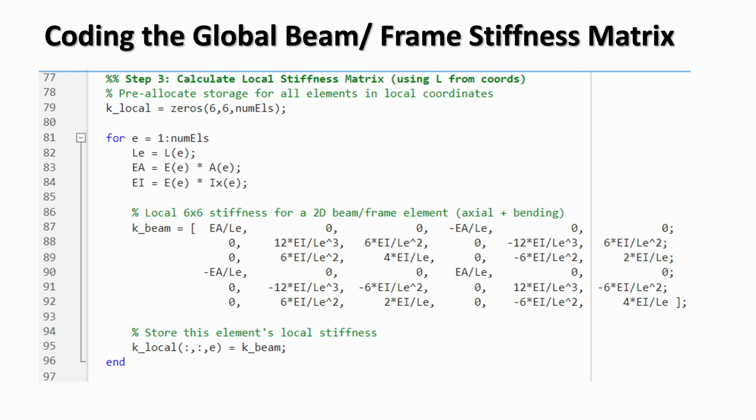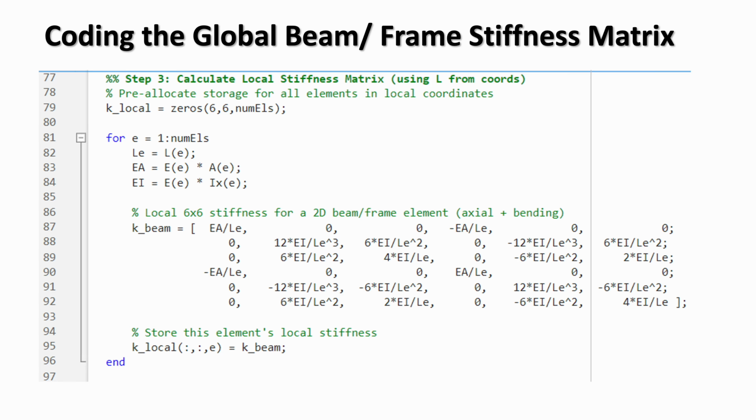Now that we know the geometry and properties of each element, we can calculate the local stiffness matrix for each member. This matrix represents how the element resists axial and bending deformation in its own local coordinate system. We first create a 6x6 by number-of-elements array to store the local stiffness matrix for each element. Each 2D beam or frame element has 6 degrees of freedom, 3 at each node: horizontal displacement, vertical displacement, and rotation. Inside a loop over the elements, we calculate the parameters for that element.